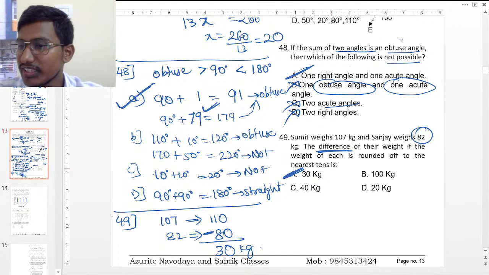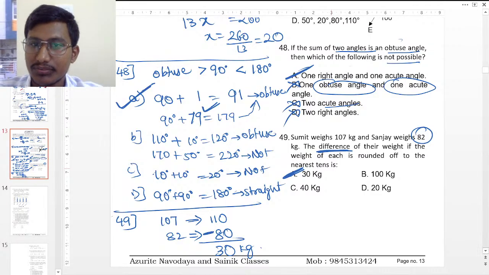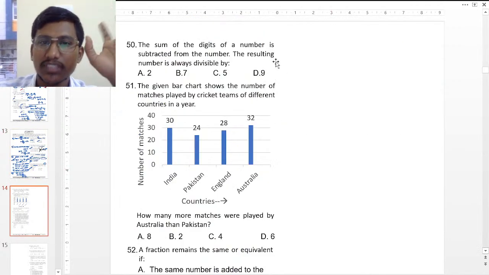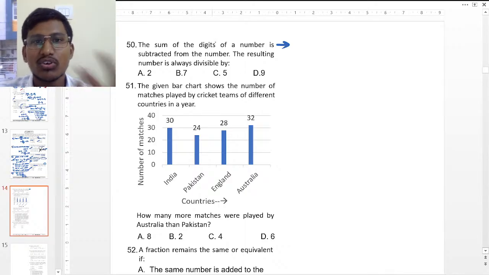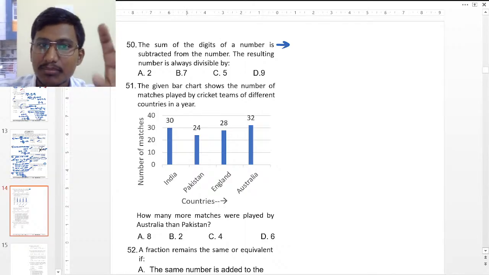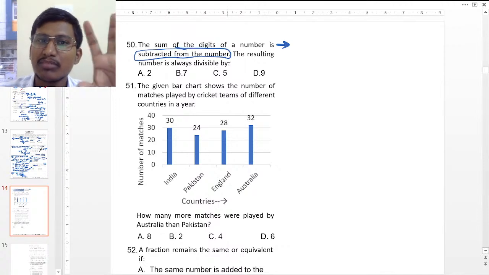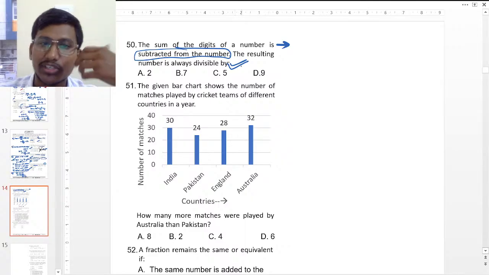Okay, let's go to the next, students, that is the 50th question. So what is the 50th question here? Okay, wait. The sum of the digits of a number is subtracted from the number. The resulting number will always be divisible by, we have to find it.